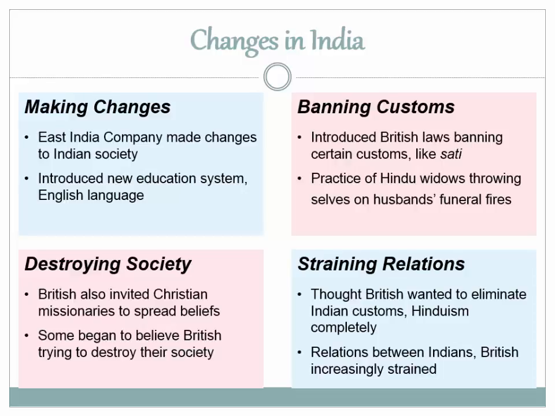So if you were there and somebody came in and said, no, Islam or Hinduism is the way of it, and you need to get rid of Christianity, you'd be like, oh, you're trying to destroy my society. Well, yeah, think of it the other way around. They thought the British wanted to eliminate Indian customs, Hinduism completely. Relationships between the Indians and the British increased and became more strained. Can you see how that might just happen?